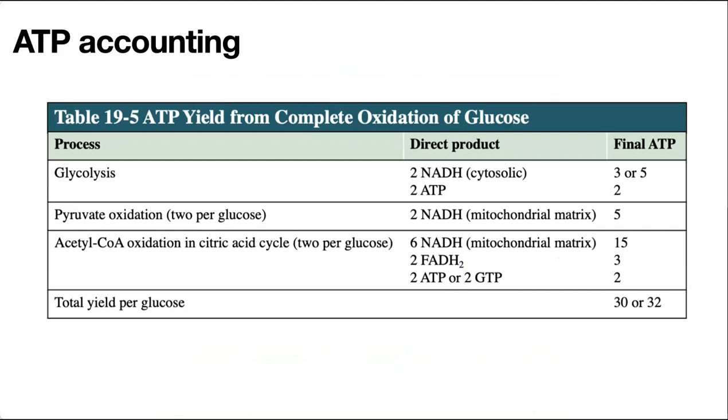With those caveats in mind, let's think through what we would get from breaking down glucose, both in terms directly of ATP as well as our NADH, our FADH2, and then how much we'd end up with in the end.